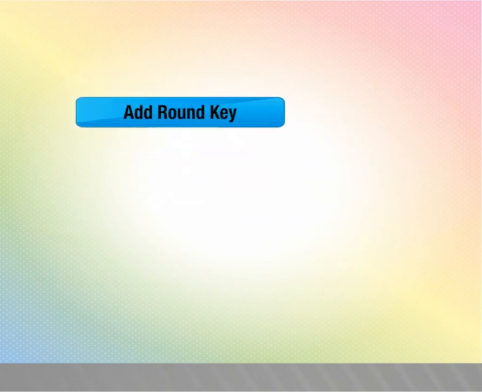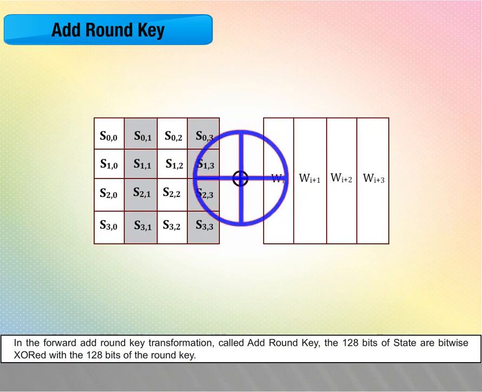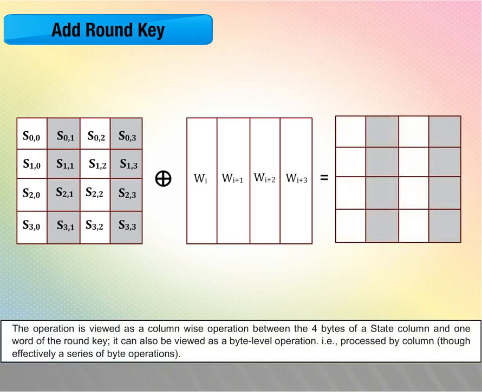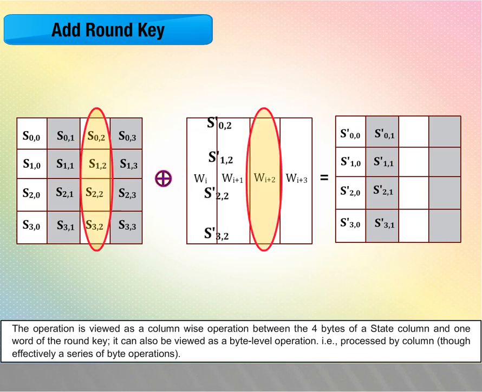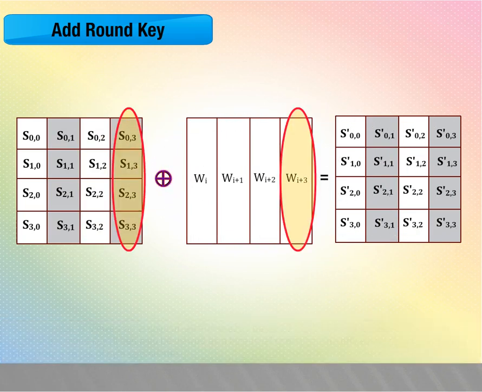Add round key. In the forward add round key transformation, the 128 bits of state are bitwise XORed with the 128 bits of the round key. The operation is viewed as a column-wise operation between the 4 bytes of a state column and 1 word of the round key. It can also be viewed as a byte-level operation, though effectively it is a series of byte operations.